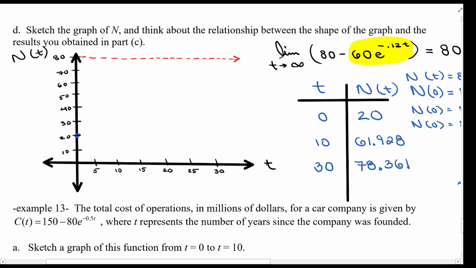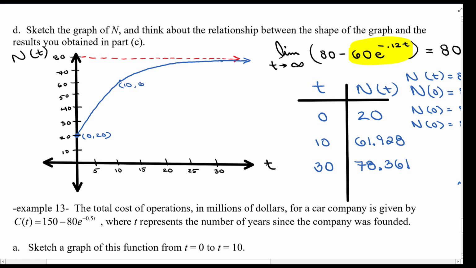I've plotted the point (0, 20). Now I'm going to plot the point (10, 61.928) right about here. And now I'm going to plot the point (30, 78.361). So starting at (0, 20), I'm going to draw a curve that goes upwards, and it gets very close to the line at n of t equal to 80, and it just kind of curves alongside it but doesn't touch that line.